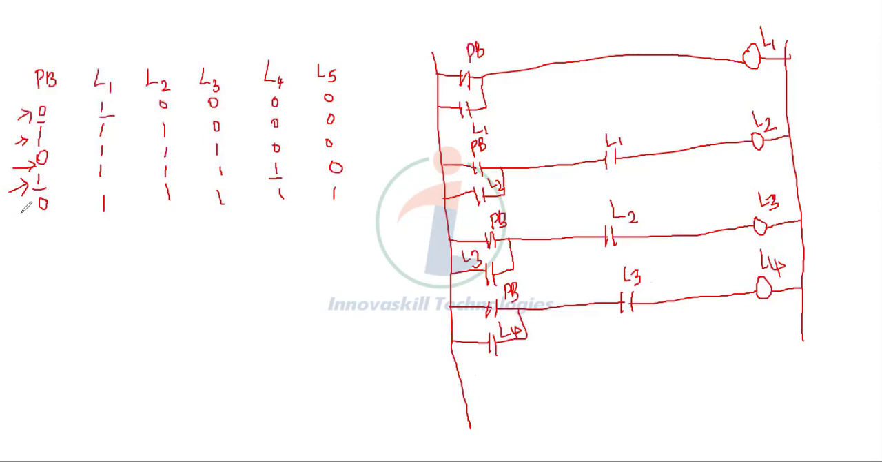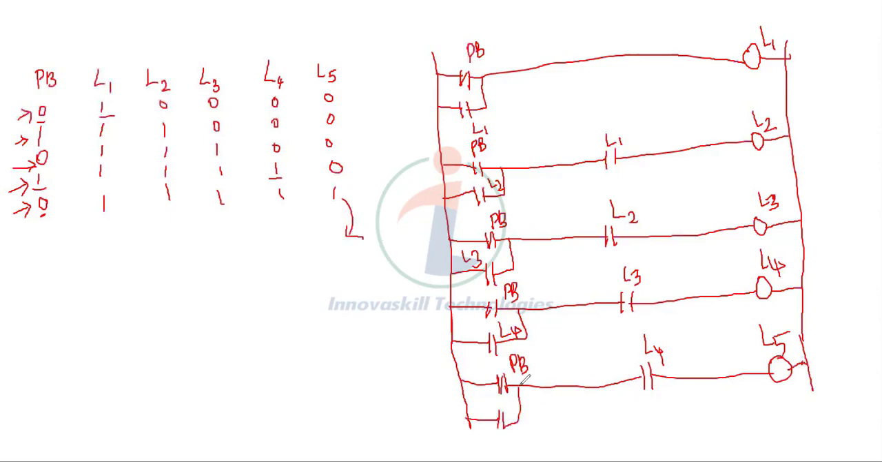Now the last condition is, if push button is off, L5 should be activated. So NC condition of push button, I'm going to take it to L4, then I'm going to connect it to L5. Since this is the last condition, and after this we don't have any condition, no need of latching it. Even if you latch also, there is no problem in it. So here I'm using L5.